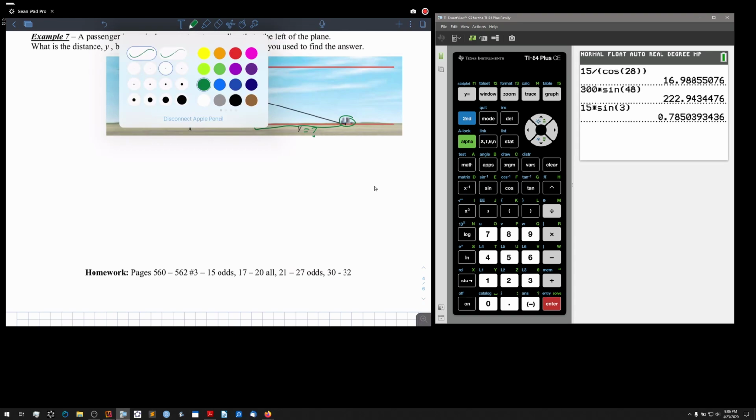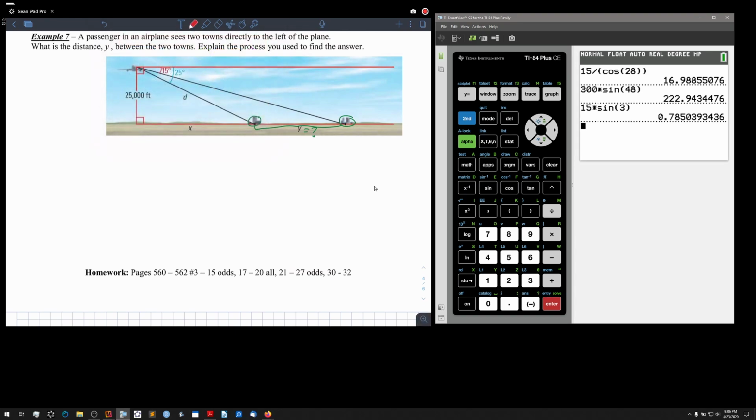Alright, so let me switch colors here. Explain the process you use to find the answer. So you should really communicate how you find your answer. You should be able to communicate how you find your answer. Okay. So we have two things going on here.